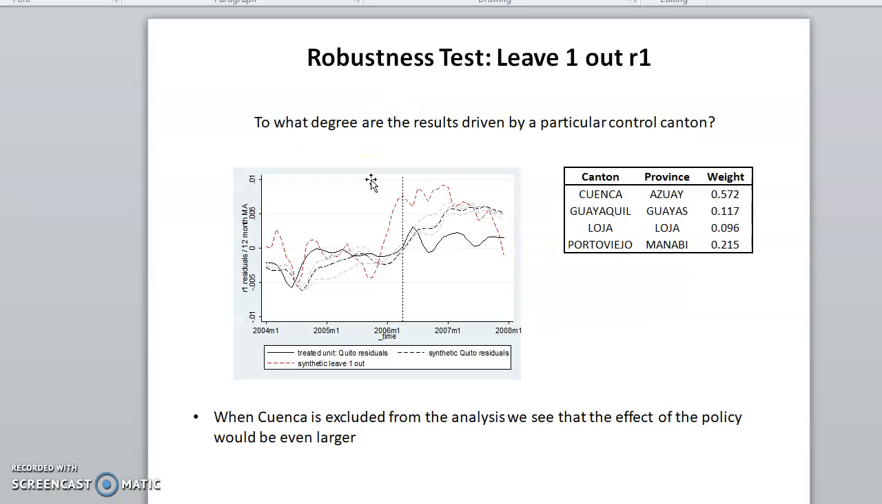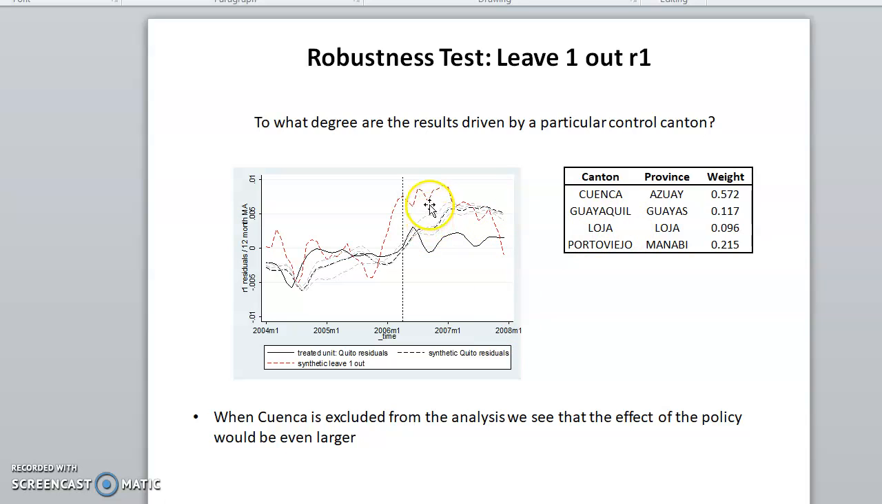Finally, the last thing, I run another placebo test where I leave one out. What that means is that I want to see how dependent my results are on the cities that are being used for the synthetic control. The red dashed line here is when I take out Cuenca. And then there are some light gray lines over here. Those are when I take the other ones out.